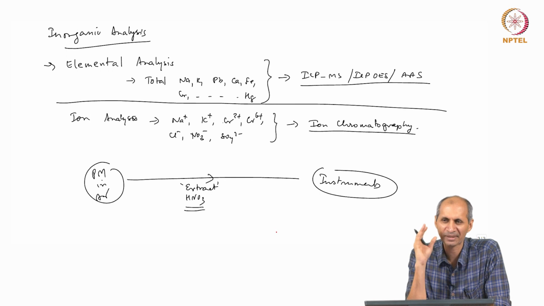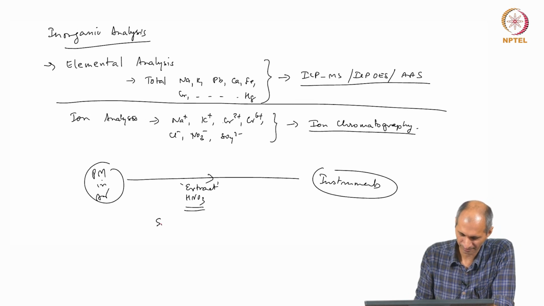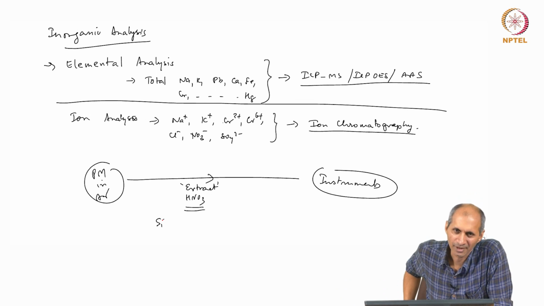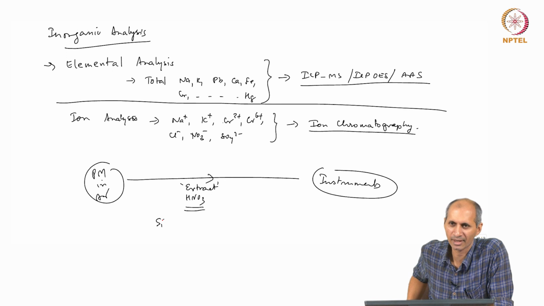It is used in the semiconductor industry a lot. Hydrofluoric acid is used in the semiconductor industry for this reason. Silicon. Silicon is a big portion of crustal material, right? Resuspended road dust, soil, silt, clay, all of them have silicon.